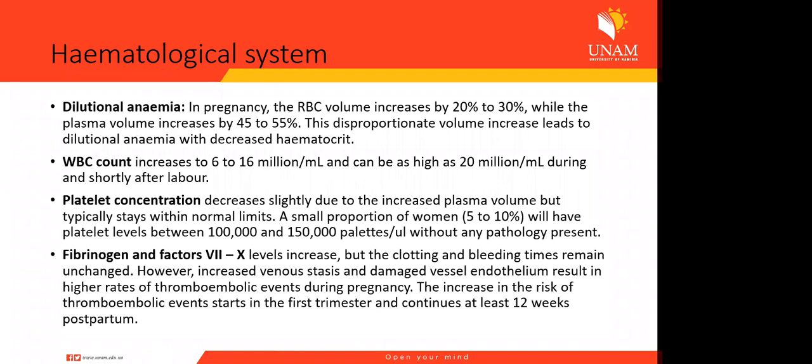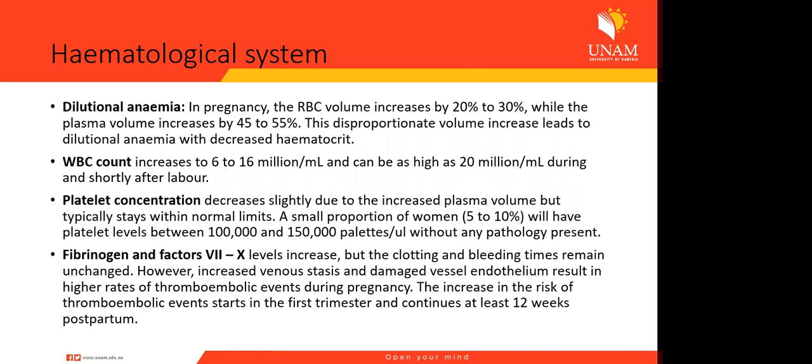The white blood cell count increases to as much as 6 to 16 million per mil and can be as high as 20 million per mil during and shortly after labor. The platelet concentration also decreases. This is also due to a disproportionate increase in plasma volume, but clinically most of them stay within normal limits. Some women, about 5 to 10%, may even have as low as 100 to 150 platelets per microliter without any pathology present.